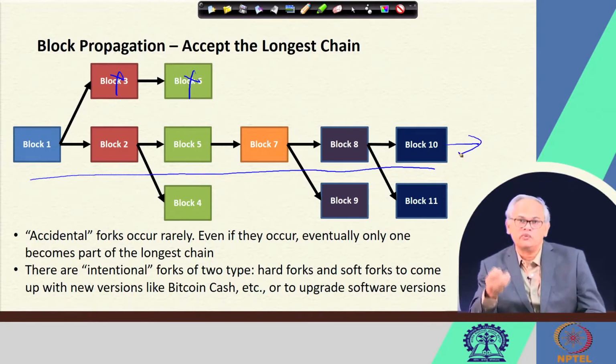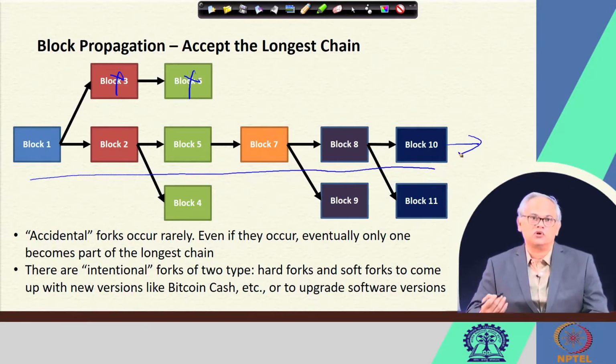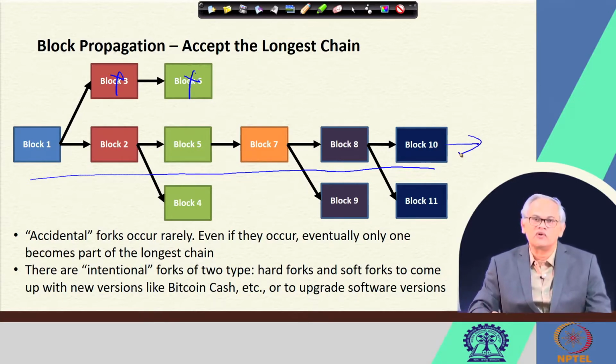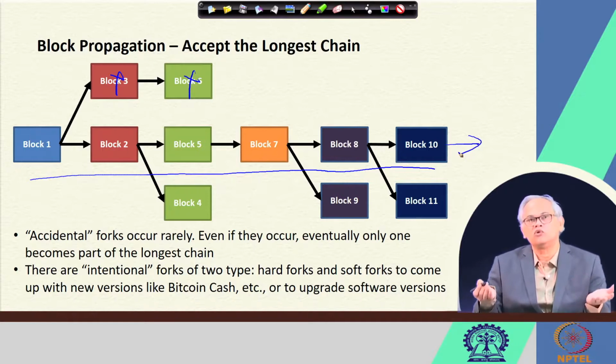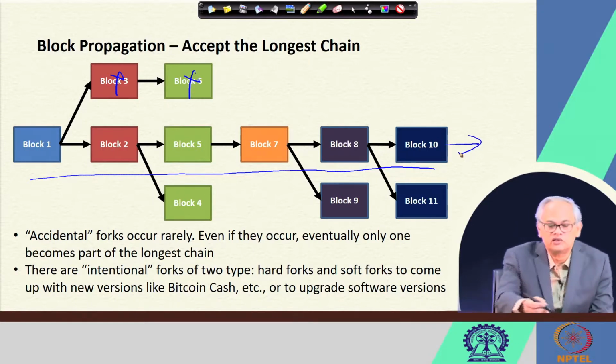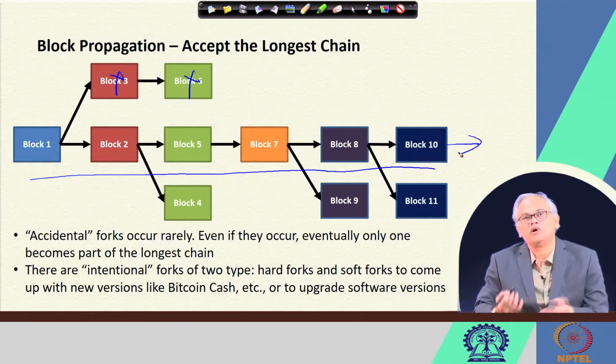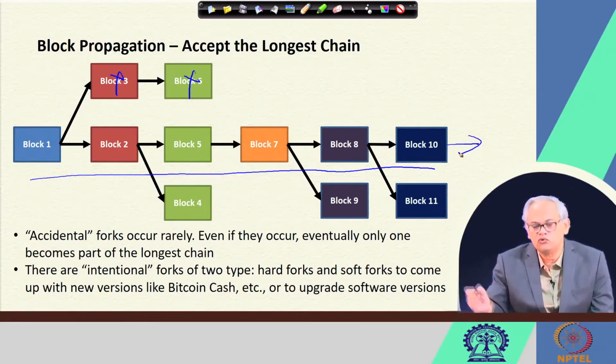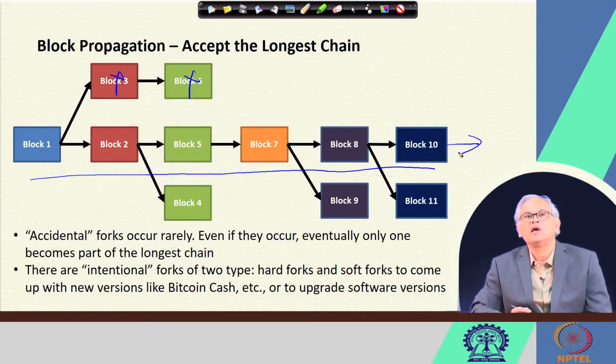So, there could be such accidental forks which can occur, but that occurs very rarely, and only one of them will eventually become part of the longest chain, as is shown here. If block 2 and block 3 were generated simultaneously causing a fork, but block 2 finally remained in the longest chain, hence, the other will not be sustainable.